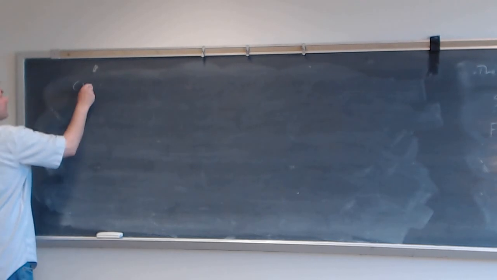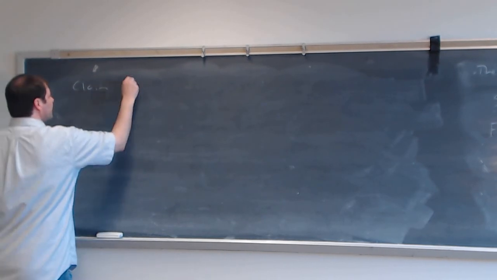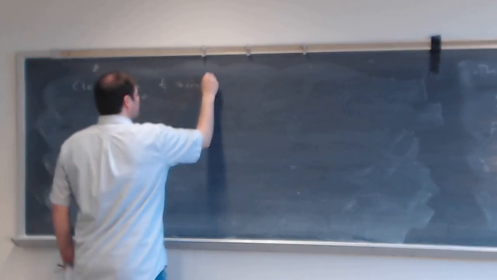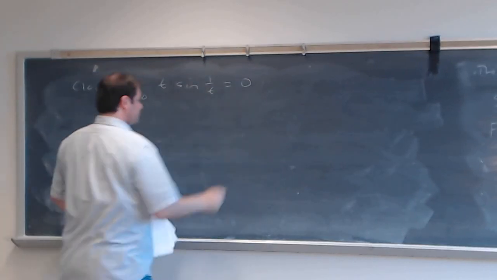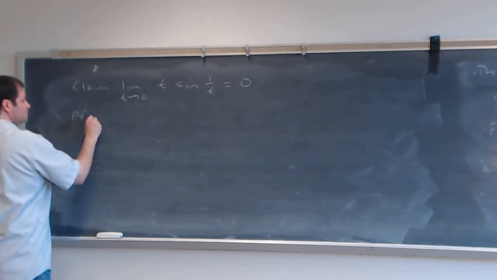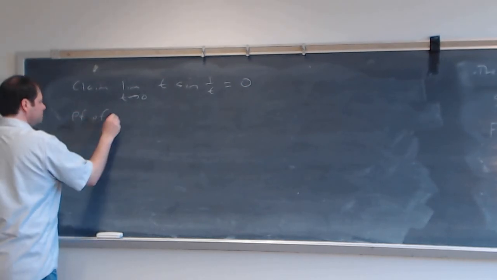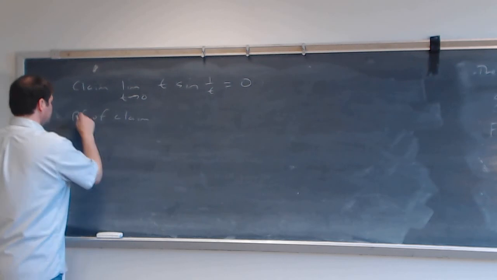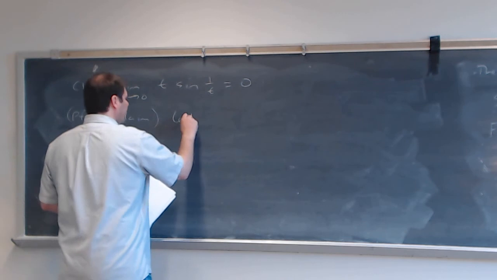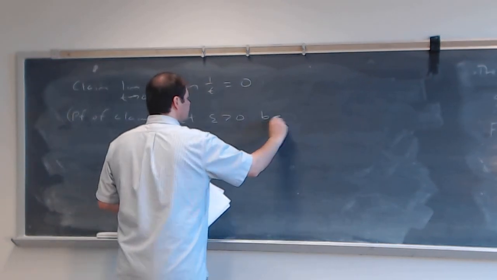We'll claim that the limit as t goes to 0 of t times sine of 1 over t equals 0. And so here's the proof of the claim. We'll do this with the definition of limit. We'll let epsilon be greater than 0 be given.